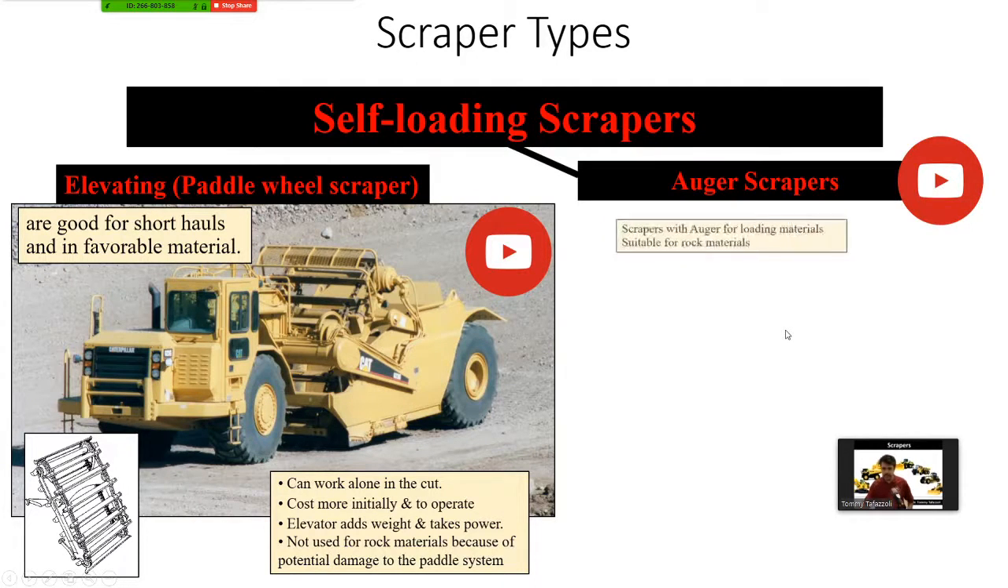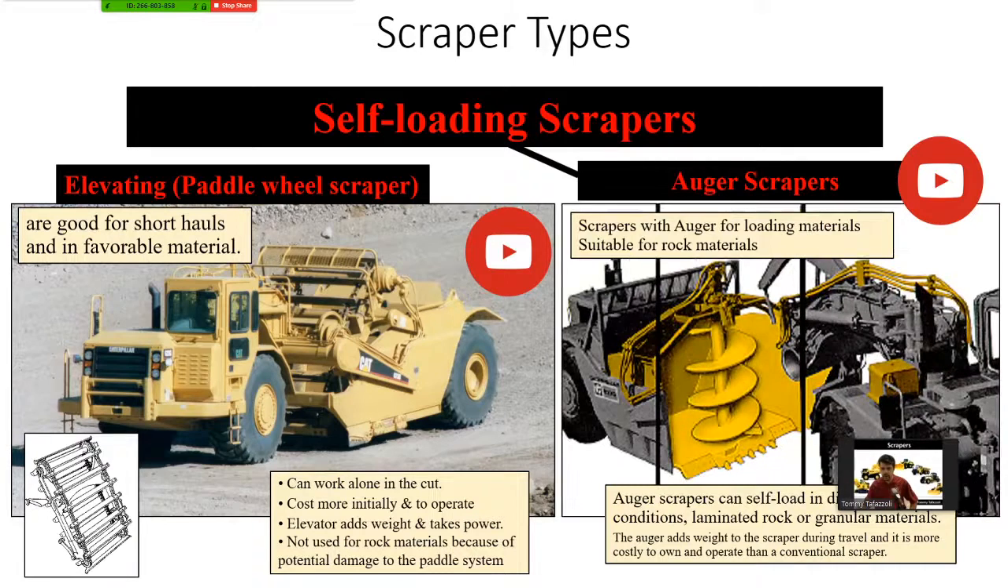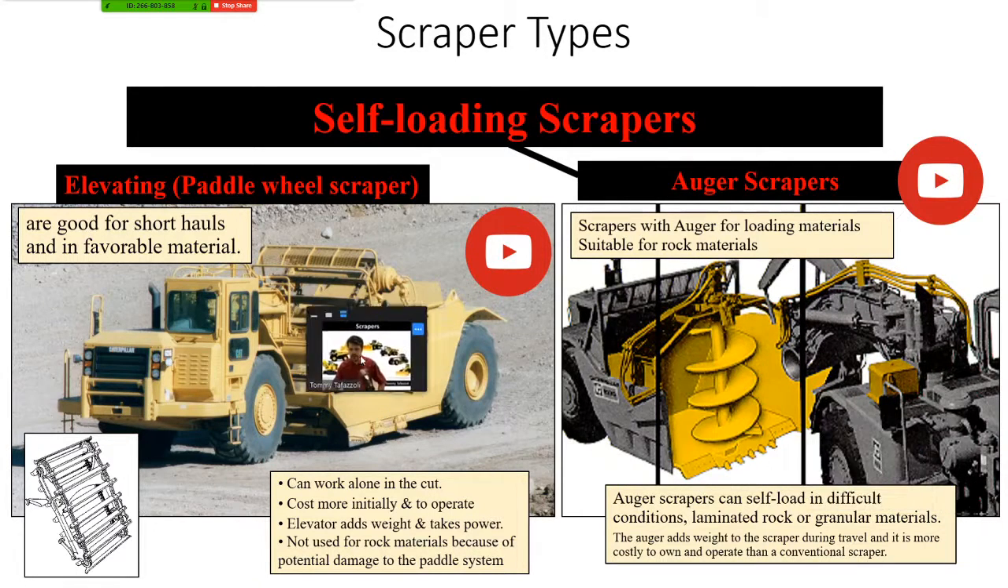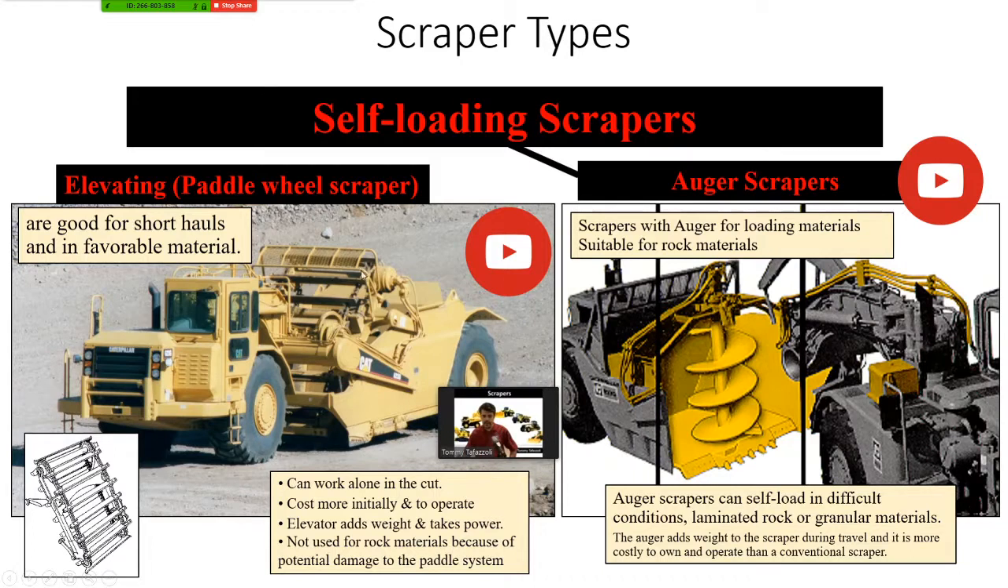Another self-loading scraper is the auger scraper, okay? So they have a different mechanism. Here you saw how it would elevate the soil from the road surface. Here they use an auger to do that. They are particularly useful for rock materials, which are harder to elevate using this mechanism. Auger scrapers can self-load in difficult conditions, such as laminated rock or granular materials.